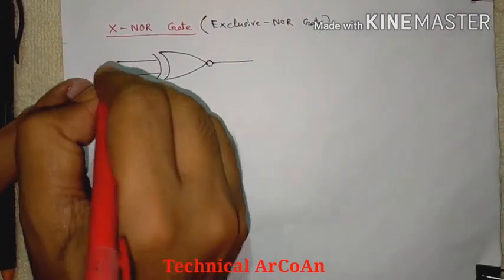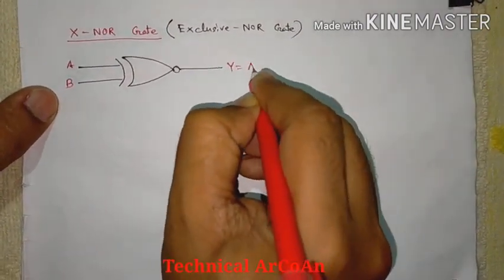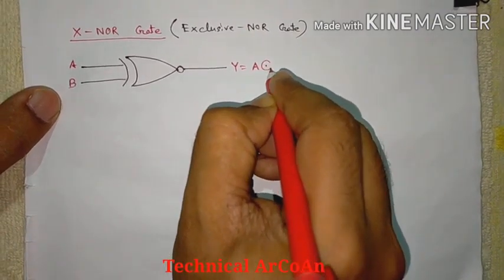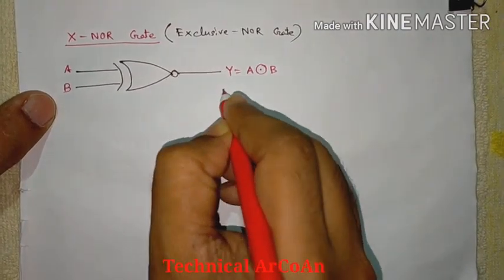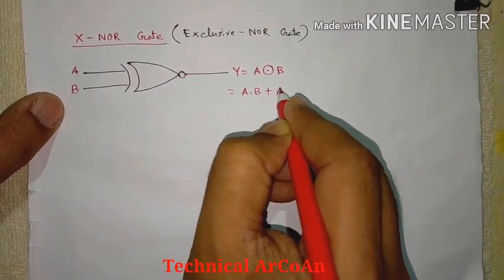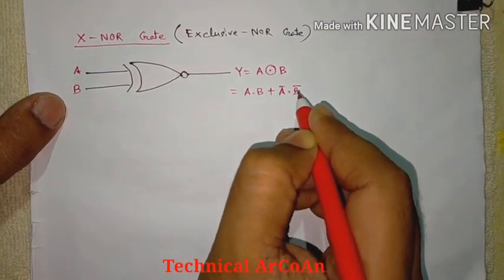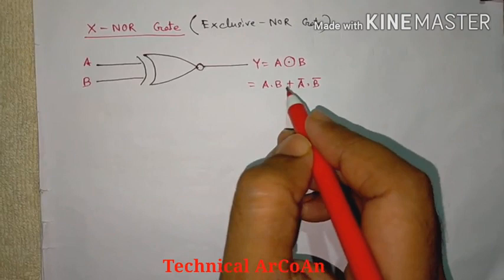Now the inputs are A and B, and what will be the output? Its symbol is also different from XOR: within a circle, give a dot. And what is the operation? It actually does A dot B plus A complement dot B complement. In the same way, these three operations of Boolean algebra are provided there.